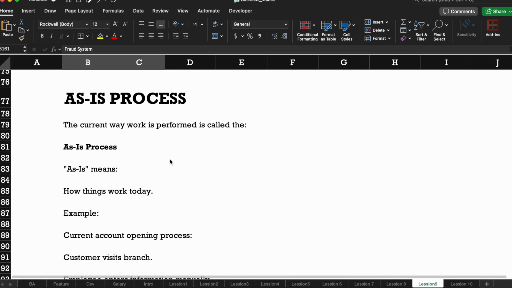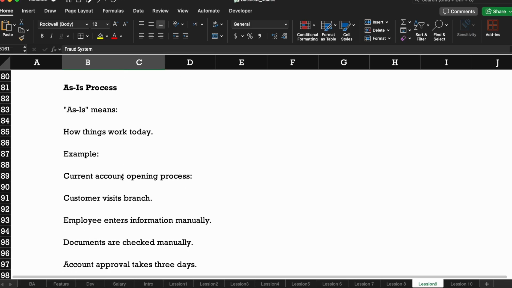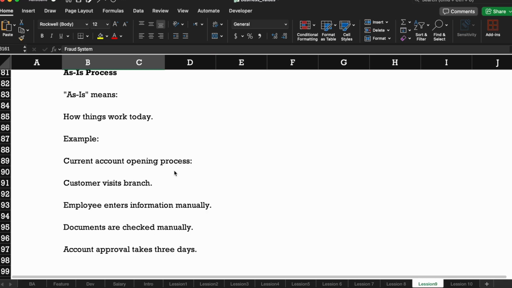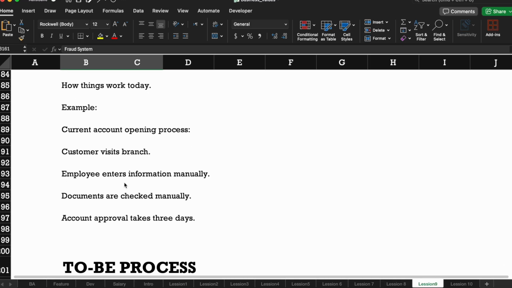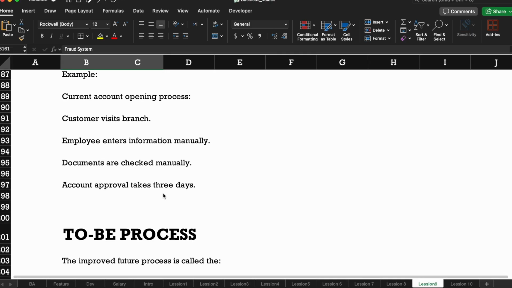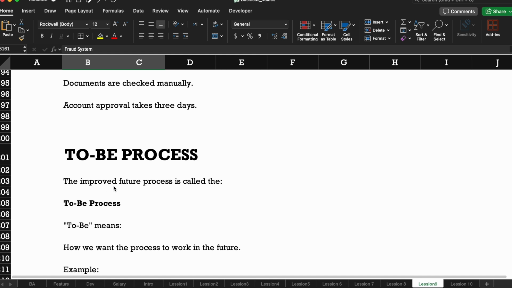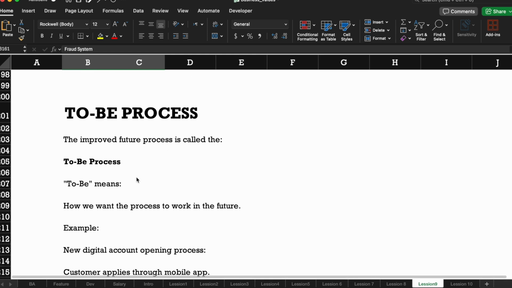So the as-is, current state, the current way work is performed, is called the as-is process. As-is means how things work today, current state. Example, current account opening process: customer visits a branch, employee enters information manually, documents are checked manually, account approval takes 3 days.